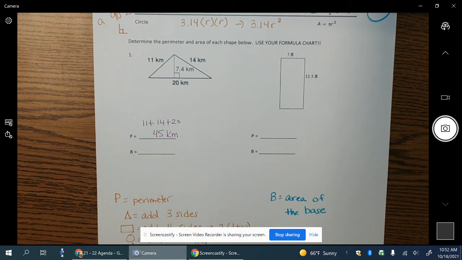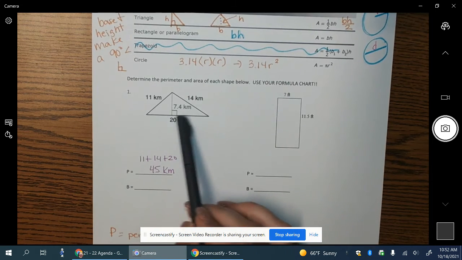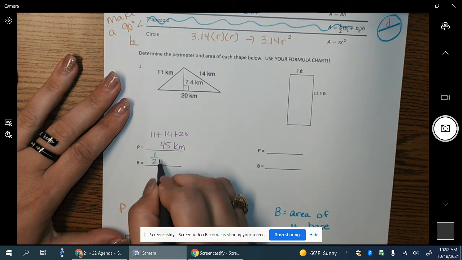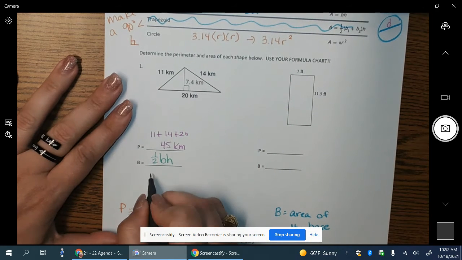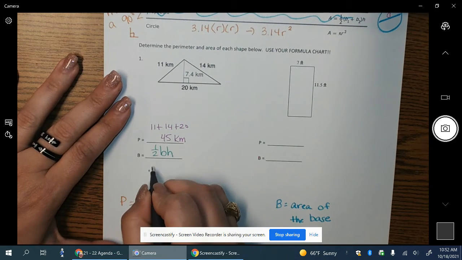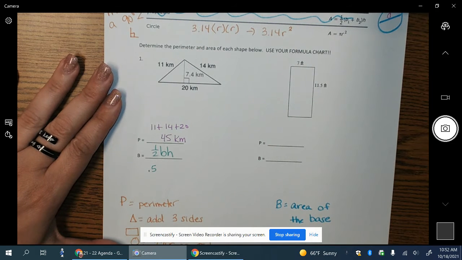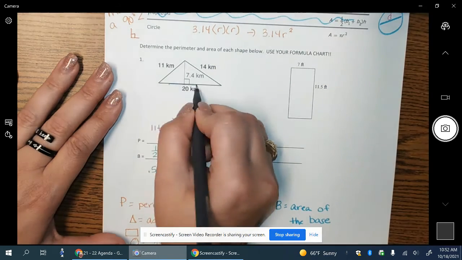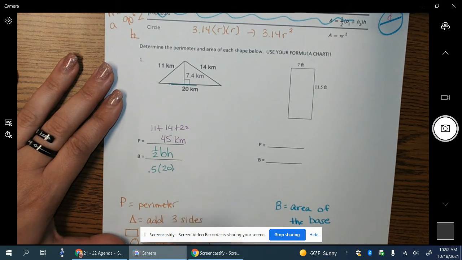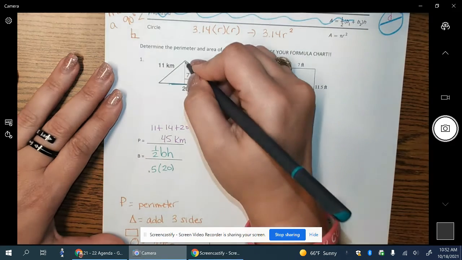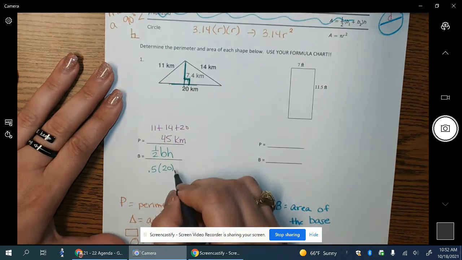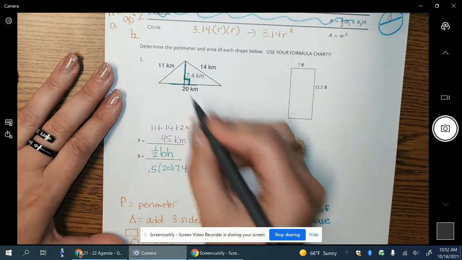For big B, what shape is it? It's a triangle. What's our formula? 1/2 BH. So 1/2. And again, if in your calculator you want to change that to 0.5, perfect. If you want to put 1/2, fine. What number is the base or the bottom? 20. And which number is the height? And how did you know it was 7.4? It makes a right angle. It has to make a right angle.